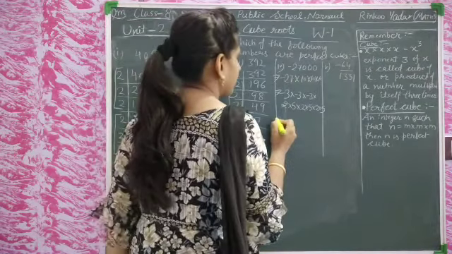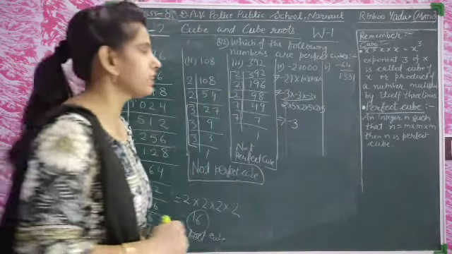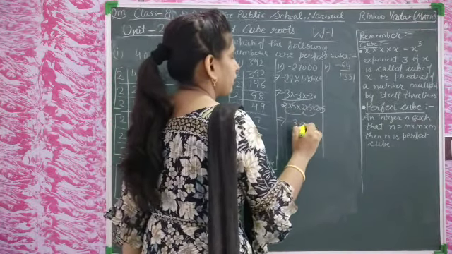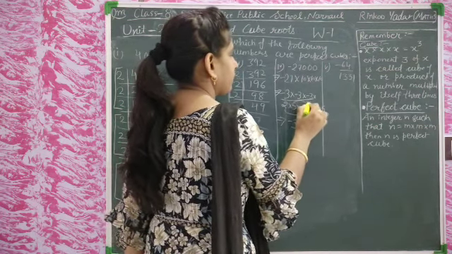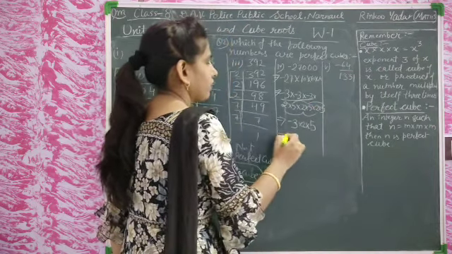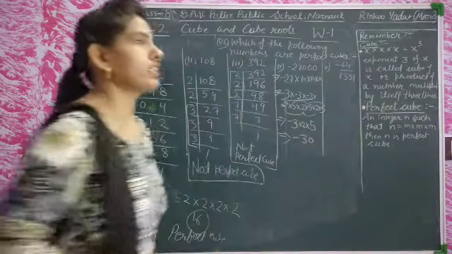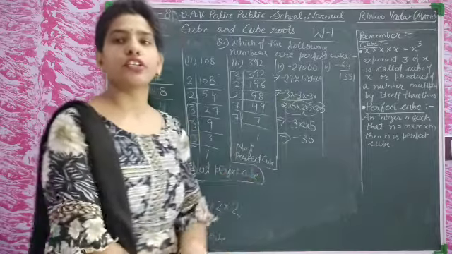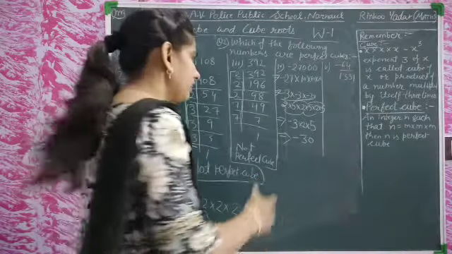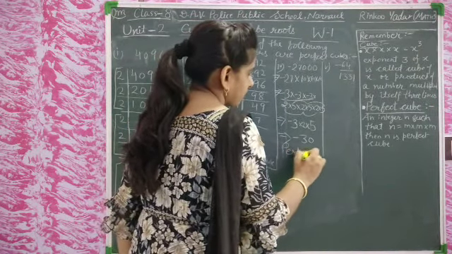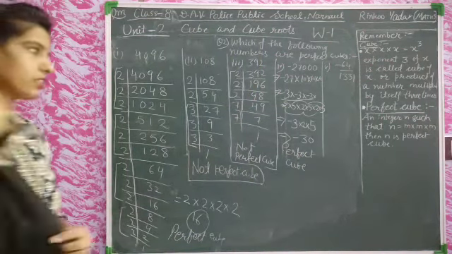Now we will see that minus 3 is the triplet here. One triplet is minus 3, one triplet is 2, and one triplet is 5 here. That is 5, and it will be equal to 2 into 5 is 10, and 10 into 3 is 30. That is minus 30 here. So this is the cube of minus 30. So we take it as a perfect cube. This is a perfect cube. Is it clear, students?